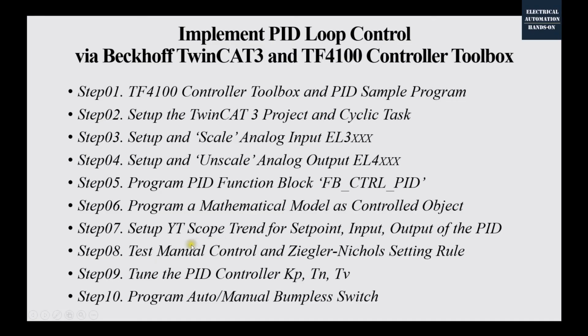From the previous video, as we discussed, we already set up the online trend to monitor the set point, input and output of the PID. So we can shift the PID into manual mode and manually control the output, monitor the input, so that we can calculate the time. Alright, let's go to TwinCAT 3. Firstly, let's manually control the process, and then give a step response to this process.